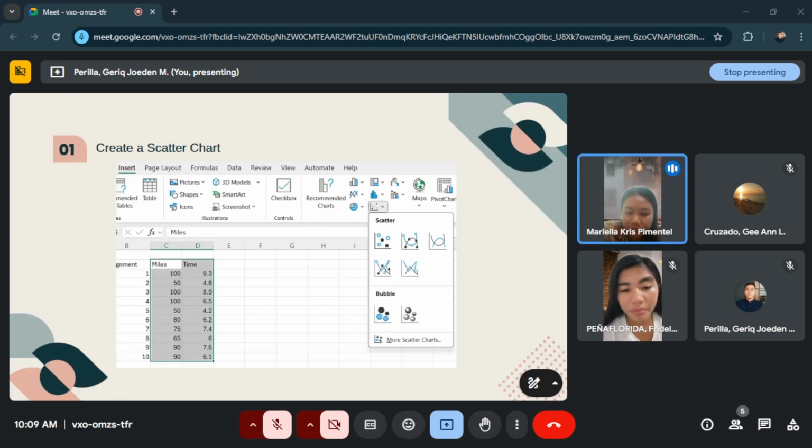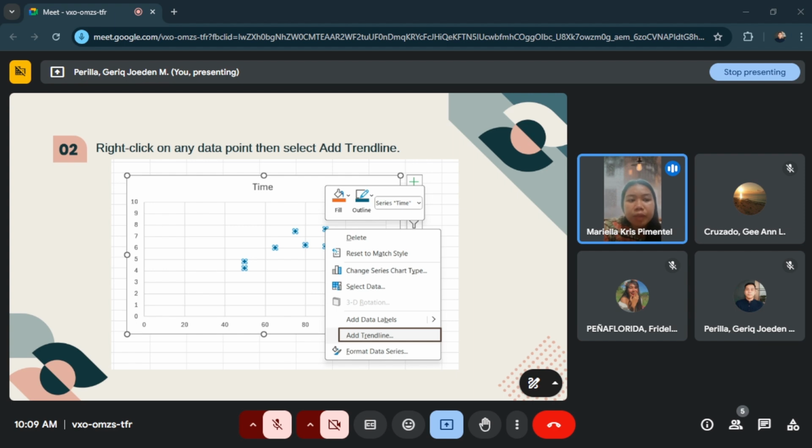So, ngayon naman po ay ating pag-aaralan ang paggamit ng Excel chart tools to compute the coefficient of determination. So, based on the data here, we will select the data under miles and time, and after highlighting the data, we will go to the insert function. Then, on the chart, we will click the scatter. Next slide po.